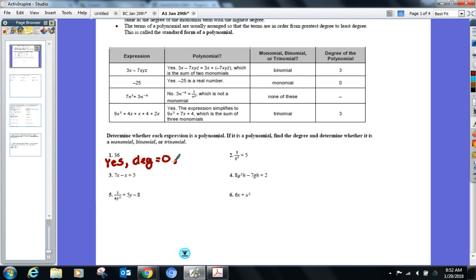And tell me what it is, a monomial, binomial, or trinomial. Well, here's how we can tell. Monomial, one term. Binomial, the word bi, meaning like bicycle. What do you think that means? 2 terms. Trinomial, 3 terms. Even if you don't know anything here, 36, take a wild guess. 1 term, so it makes it a monomial. Perfect.